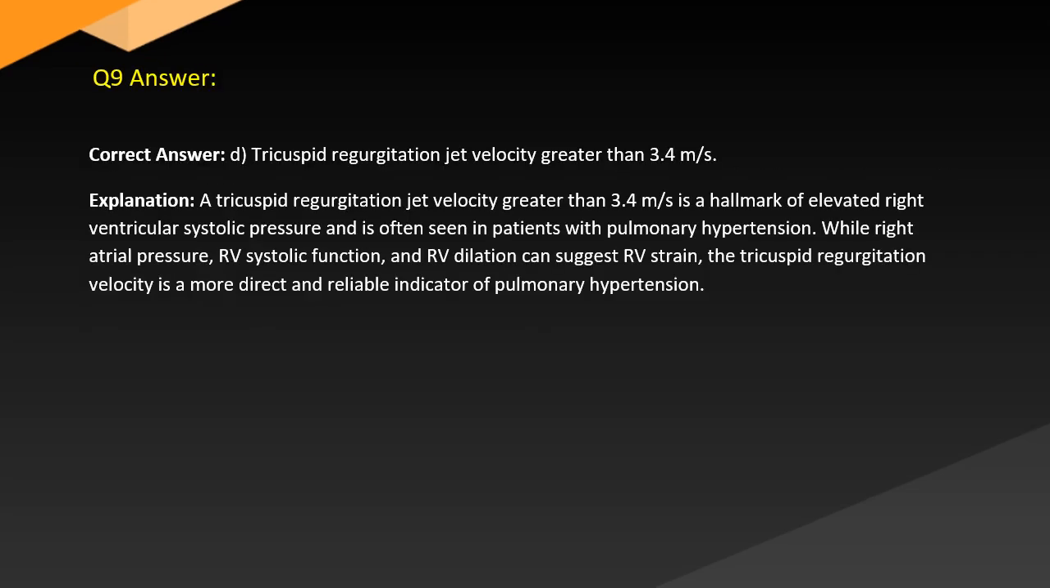Answer. Correct answer: D. Tricuspid regurgitation jet velocity greater than 3.4 meters per second. Explanation: a tricuspid regurgitation jet velocity greater than 3.4 meters per second is a hallmark of elevated right ventricular systolic pressure and is often seen in patients with pulmonary hypertension, while right atrial pressure, RV systolic function, and RV dilation may also be considered, but the tricuspid regurgitation velocity is a more direct and reliable indicator of pulmonary hypertension.